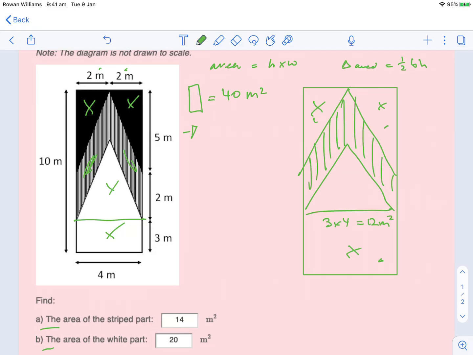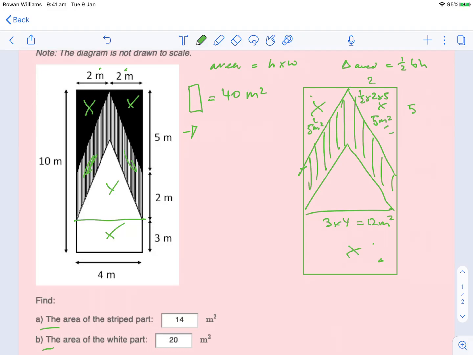So next we're going to have to take away the area of the triangles. Let's do these two at the top here. I've got two triangles at the top that are 2 by 5. So I can do a half times 2 times 5, which equals 5 meters squared. And I don't need to calculate the other one because it's exactly the same triangle, so that one's 5 meters squared. So the rectangle down here is 12 meters squared, this one's 5, and this one's 5.